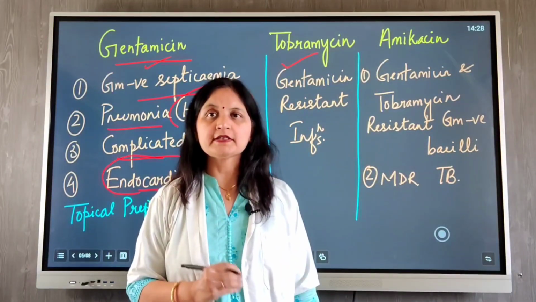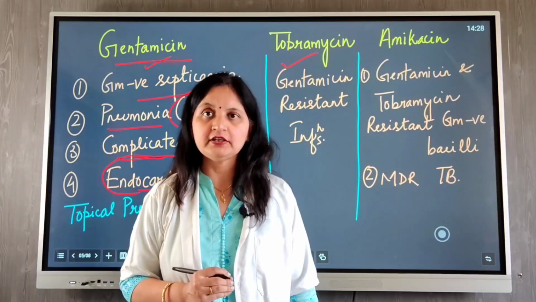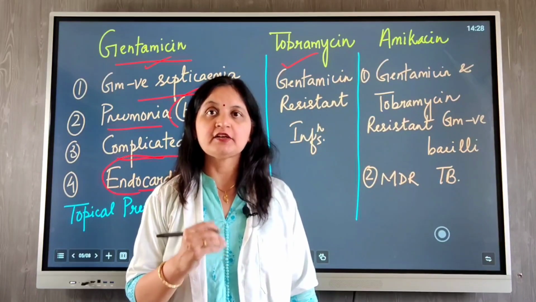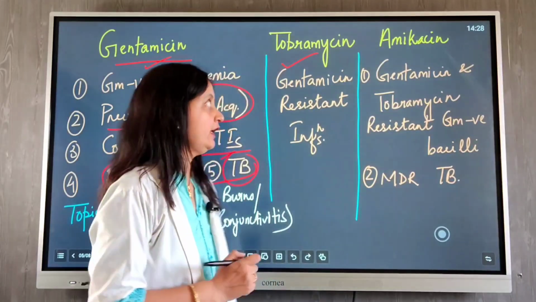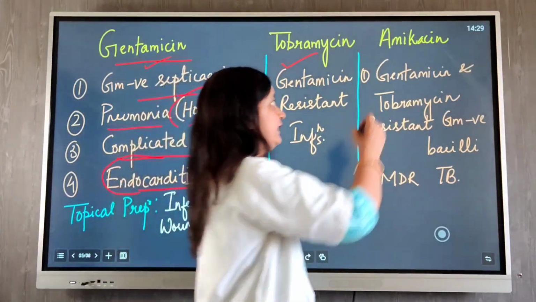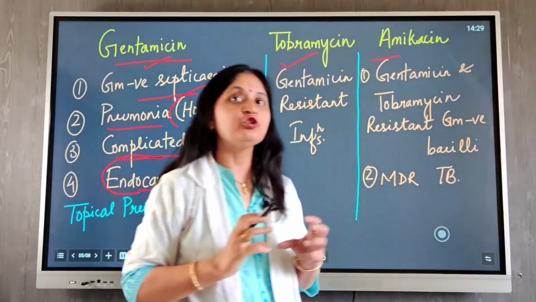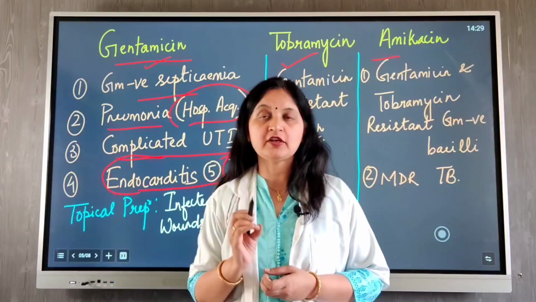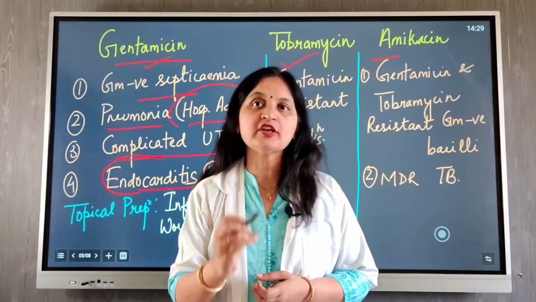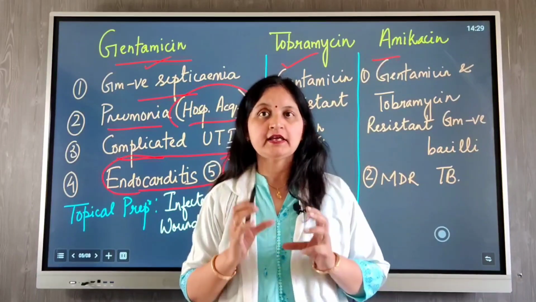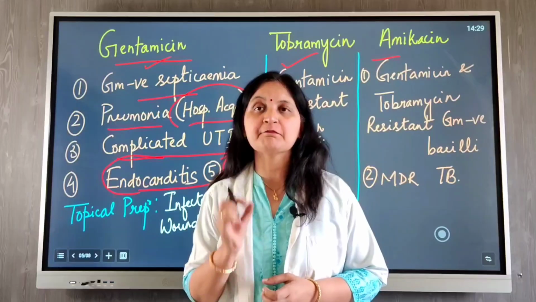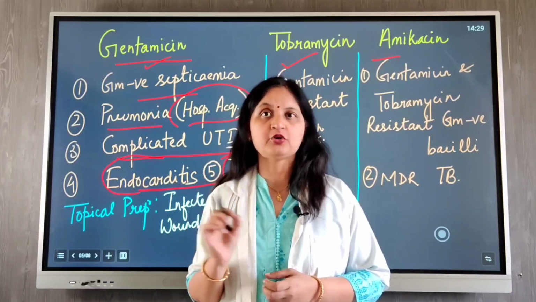Speaking about tobramycin, the profile is similar to that of gentamicin and it can be used for treating infections that are resistant to gentamicin. The next drug is amikacin. Amikacin is resistant to the enzymes that inactivate gentamicin and tobramycin. So infections that are resistant to gentamicin and tobramycin can be treated with amikacin. Amikacin is also highly effective against multi-drug resistant tuberculosis.